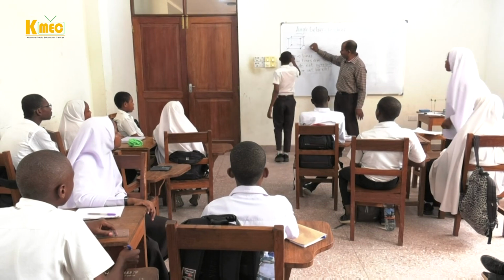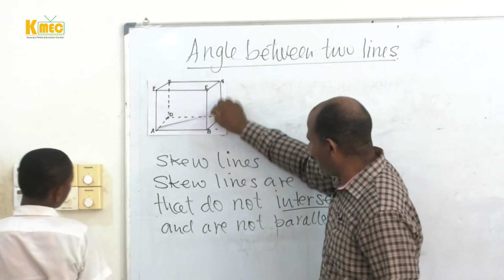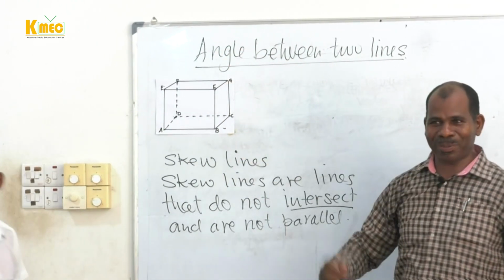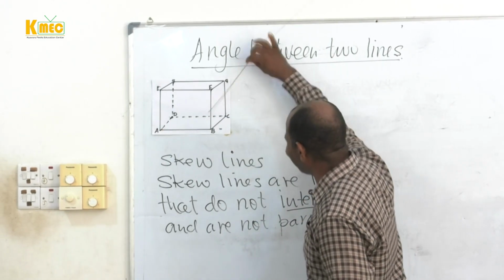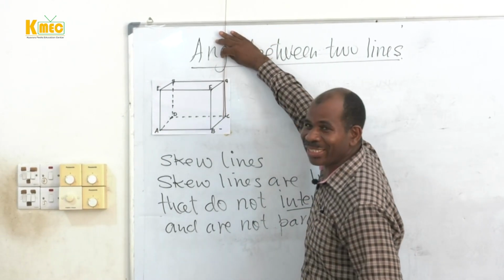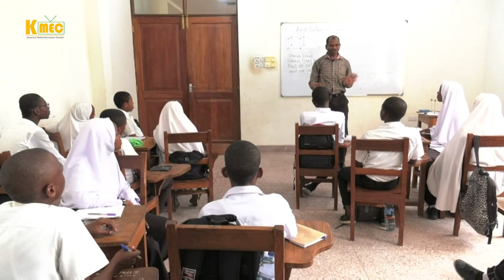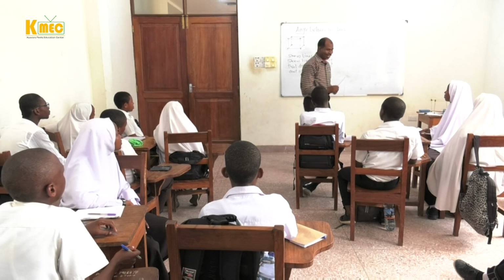Which line? AB and CG. Yes, AB and CG, okay? So you see these lines, there is no intersection between the lines. Whenever there is no intersection and no parallel, the lines are said to be skew lines, okay?